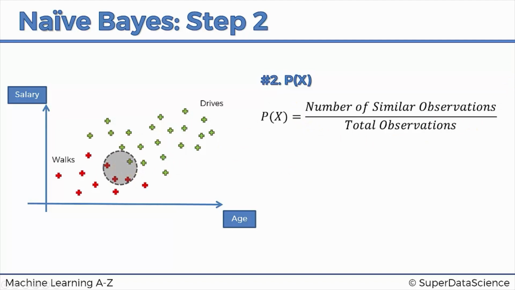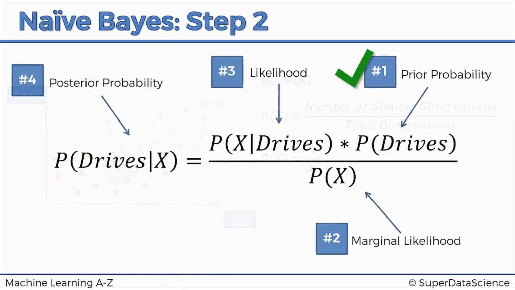So P of X is very simple. We just need to calculate the number of similar observations, the number of observations that actually fall in here, which is 4, divided by the total number of observations, which is 30. That will give us the likelihood of a new dot falling here, or the likelihood that if we just pick a random dot from our data set right now, it is one of these, which is 4 over 30. There we go, 4 over 30. That is our marginal likelihood done.